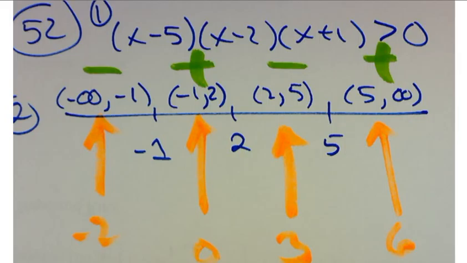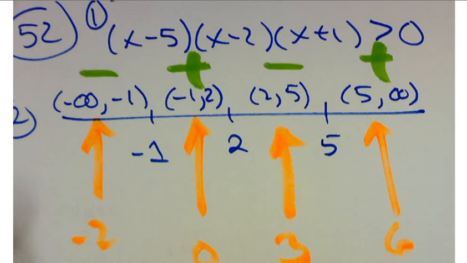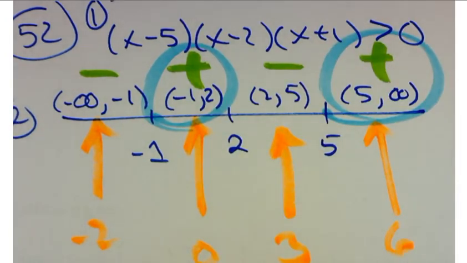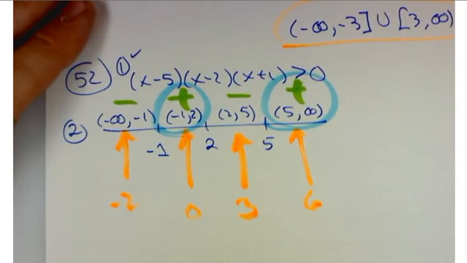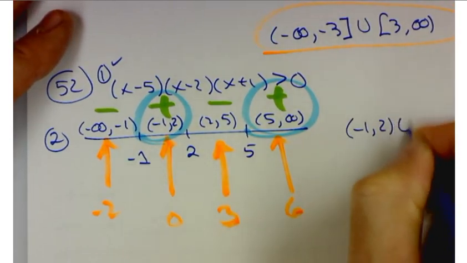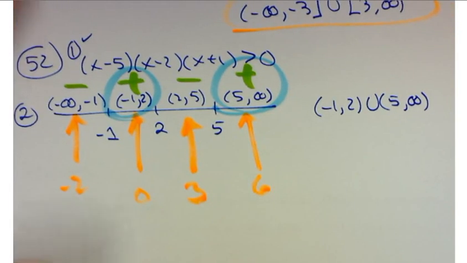Taisha, which ones do I want? Do I want the positive intervals or the negative intervals? Good. I want the positive intervals because I want to know where this is greater than 0. So I want this one and this one. So your answer, when it's all said and done, is just those two intervals. So negative 1 to 2 union 5 to infinity. Nice.